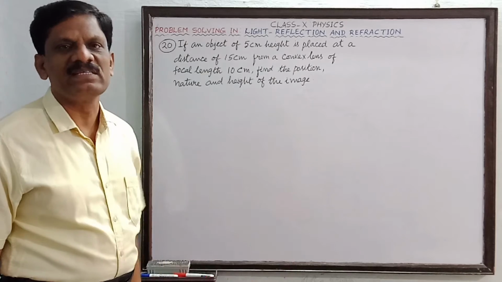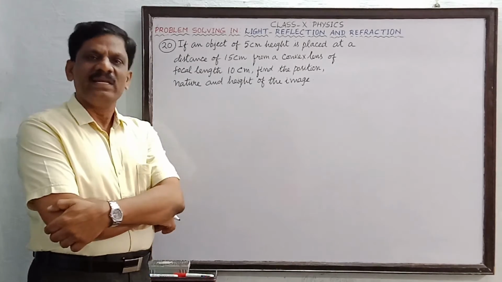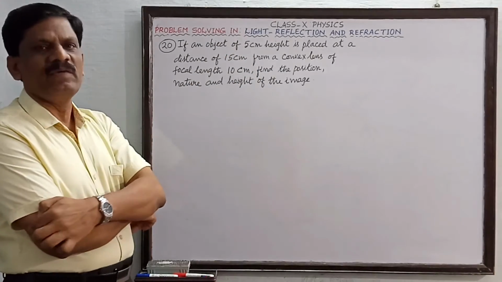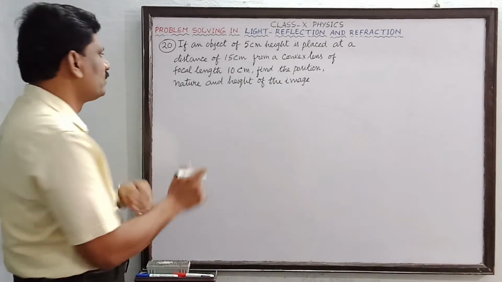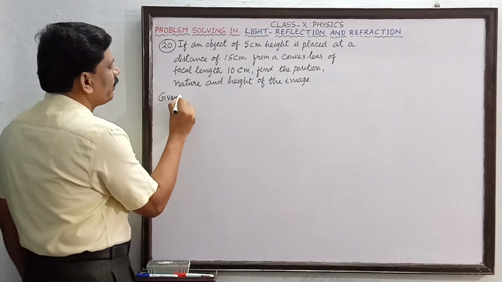So far we were discussing the problems based on the mirrors. Now we are going to use a lens equation. After reading the problem, I will first write all the given quantities. Okay students, first, what are all the given quantities?